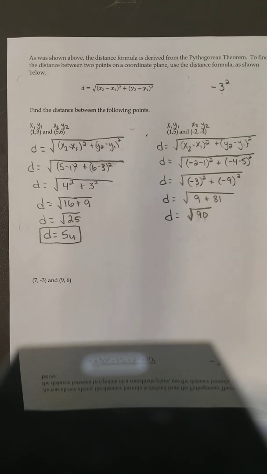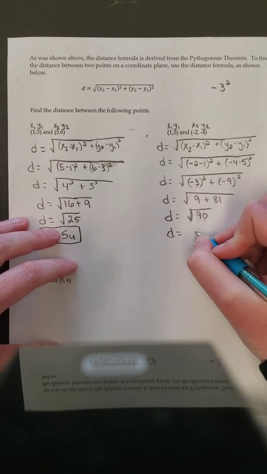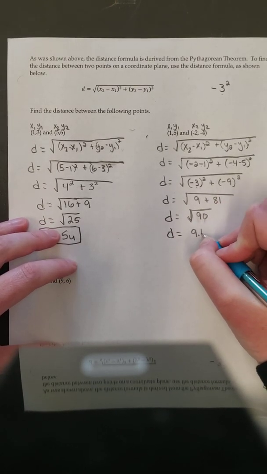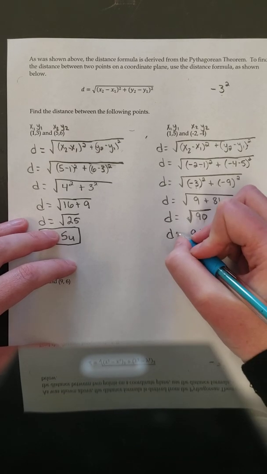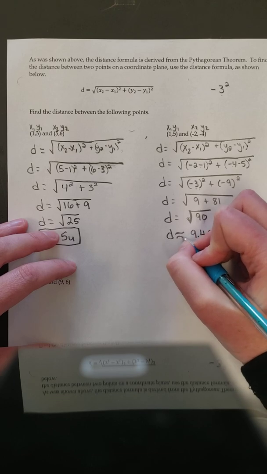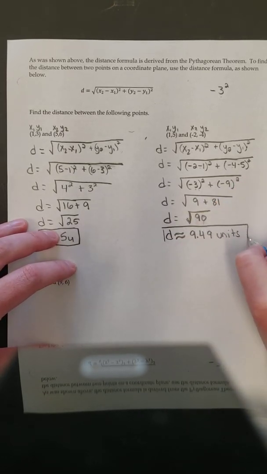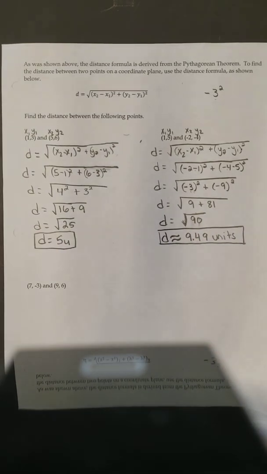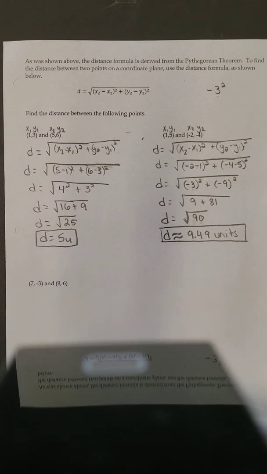Get that handy-dandy calculator out. Square root of 90. It's an irrational number. It's not a perfect square. That means it keeps going forever and ever. So we're going to round it to 2 places. So that would be 9.49 units. And I can hear you all screaming at me right now that it's not equal. It is about. So about 9.49 units.